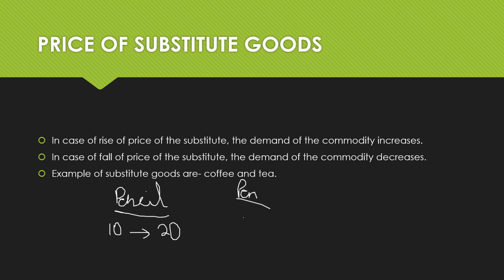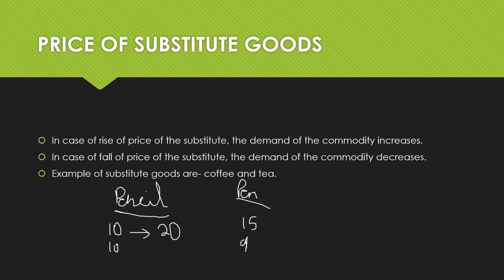Let's say it is 15. So now what's happening? Here the price is 15, here the price is 10. Now let's say that the price of pen has fallen to 9 rupees, and the price of pencil we will keep constant at 10.